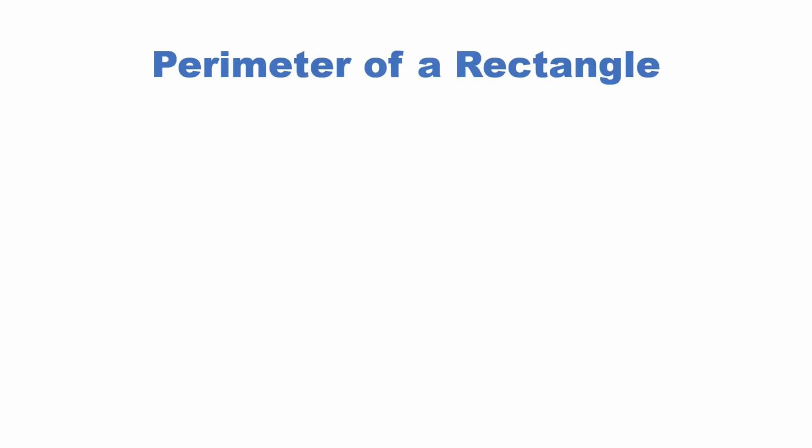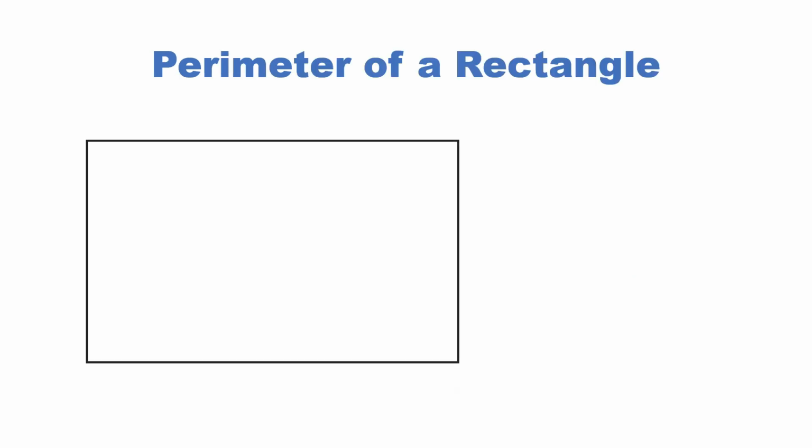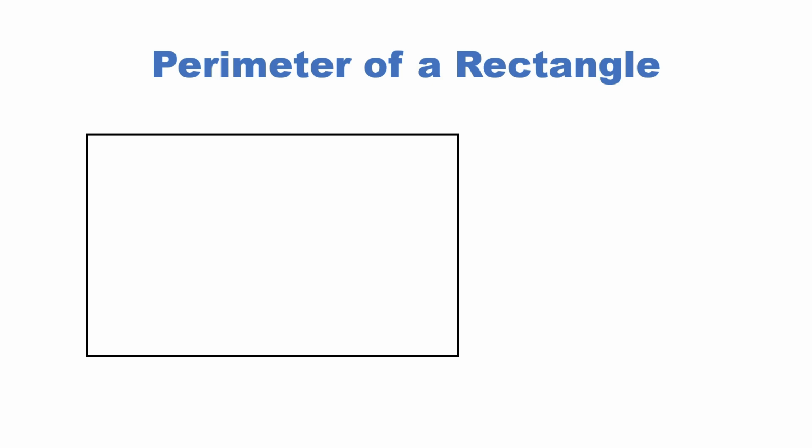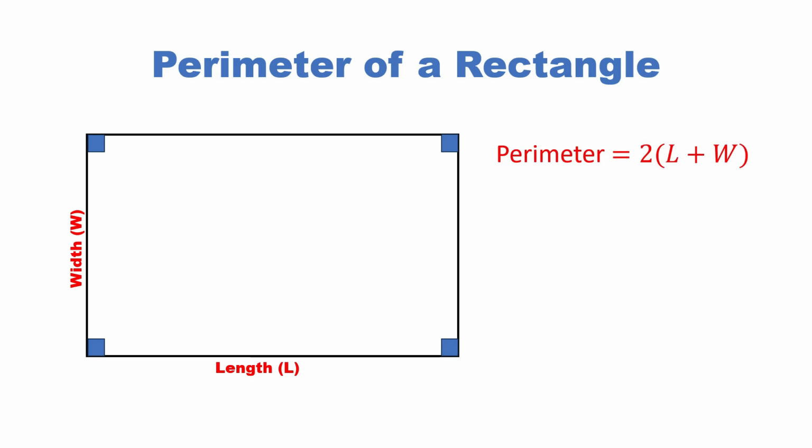So let us now move to the rectangle. A rectangle has two equal sides which are opposite to each other, and all the interior angles are 90 degrees each. The longer side is called the length, and the shorter side is called the width. Hence the perimeter is equal to 2 times (length plus width). So let's do the example.